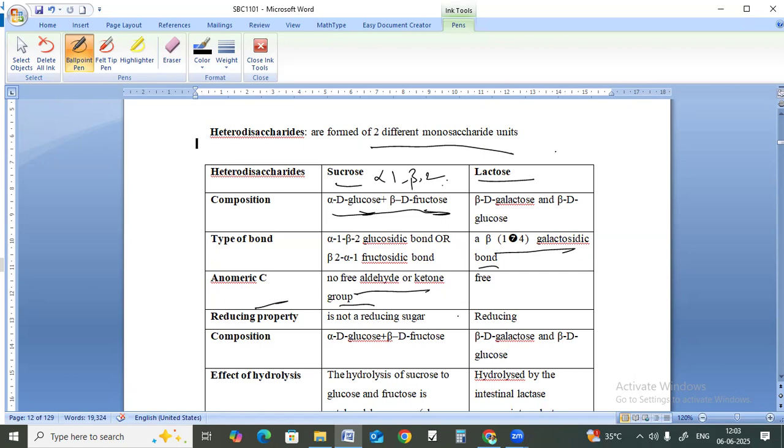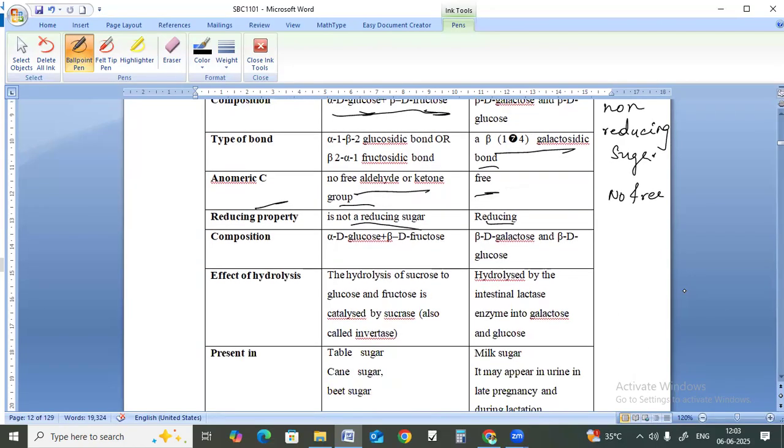Whereas in lactose, the free groups are present. If it contains free groups, it is called a reducing sugar, and if it does not contain any free groups, it is called a non-reducing sugar. We have to remember one specific thing: sucrose is called a non-reducing sugar because it has no free aldehyde or ketone.